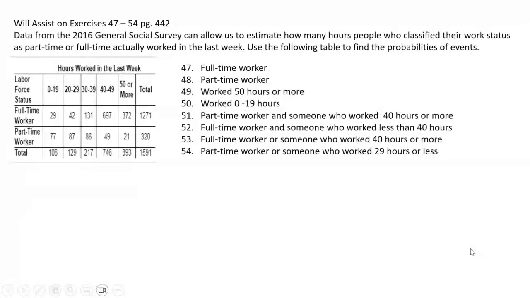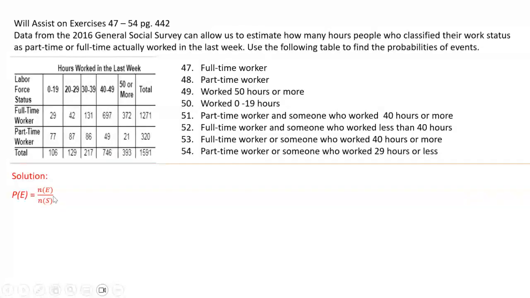Now, this will assist you for exercises 47 to 54 on page 442. But again, the page is not correct, but those problems are, because it's a new book. It says here, data from the 2016 General Survey can allow us to estimate how many hours people who classified their work status as part-time or full-time actually worked in the last week. Use the following table to find the probabilities of the events.